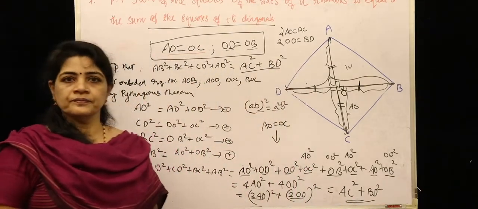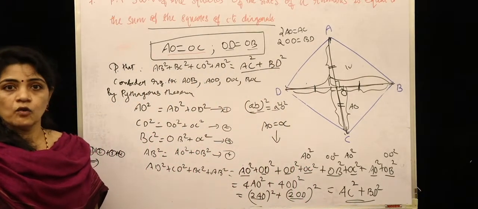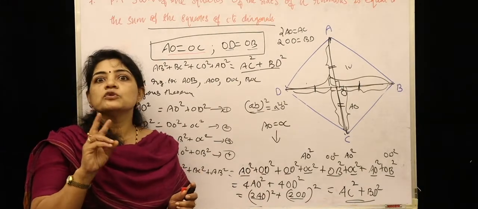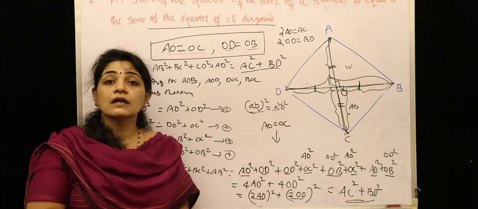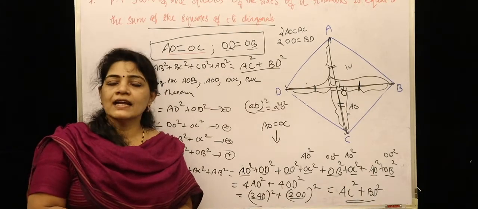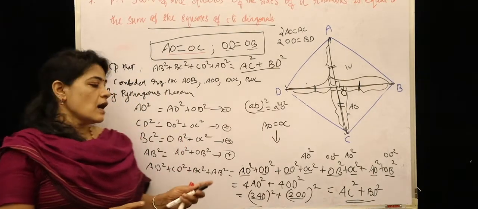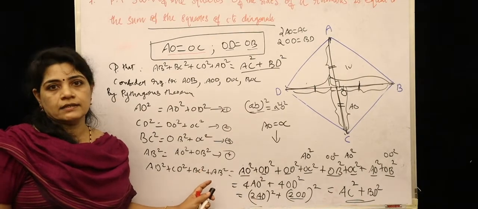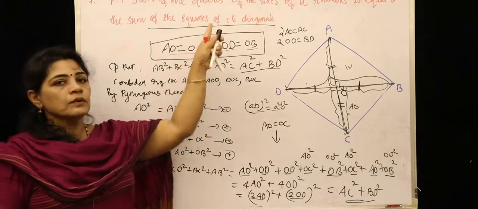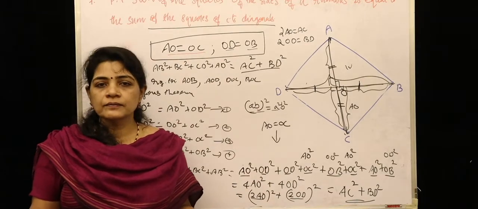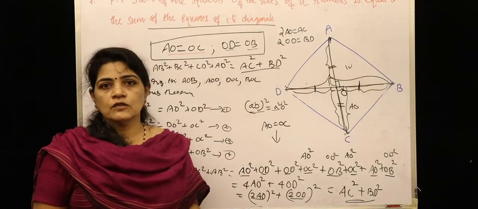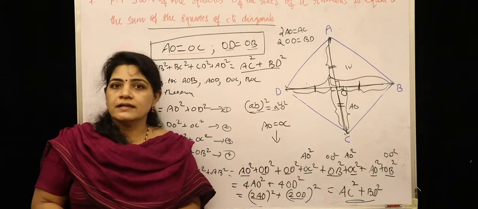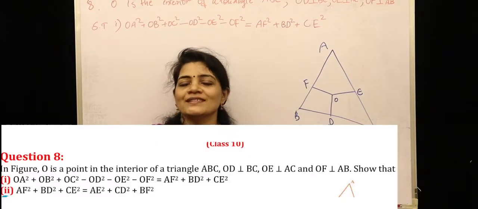This is the proof. Now in the RHS, we reduced those 8 terms into 2 terms, and those 2 terms are the squares of the diagonals of the rhombus. And in the RHS part, the sum of the squares of the sides. That is what we need to prove. That means we have proved the sum of the squares of the diagonals is equal to the sum of the squares of its sides. Now the 8th question.